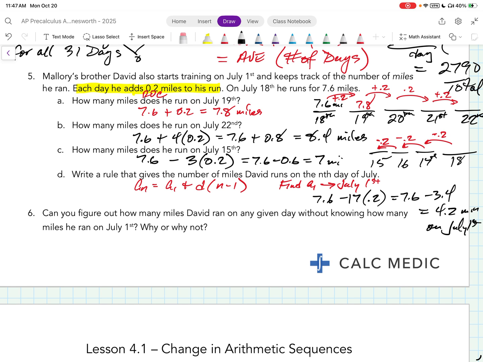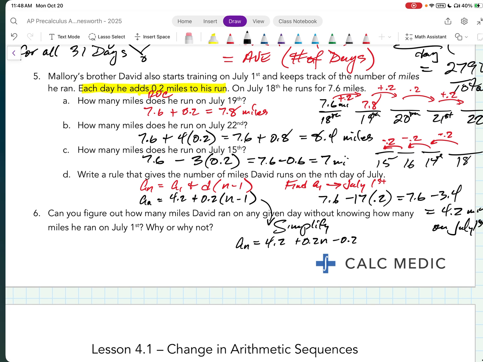On July 1st. Okay, so then what do we have? We know that's the first term, so in general, a sub n is equal to 4.2 plus the common difference, or the rate of change, which is 0.2, times n minus 1. There's our sequence formula. If you want to simplify this, the formula would be a sub n is equal to 4.2 plus 0.2 times n minus 0.2.